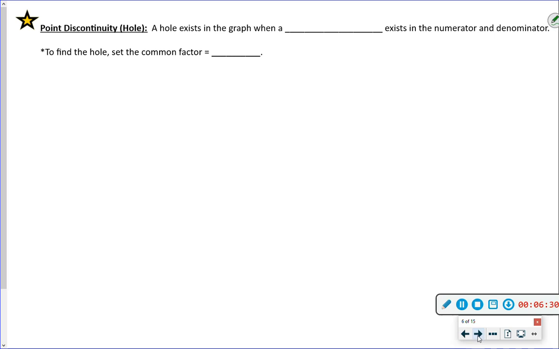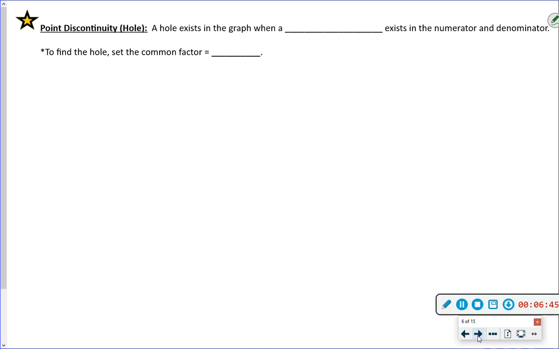Now, the other last thing before we actually start drawing these graphs, you could have what we call a hole in the graph, a point discontinuity is its fancy name. And I will show you there's a separate zoom menu you have to use to actually see it on your graph, but I will show that to you.